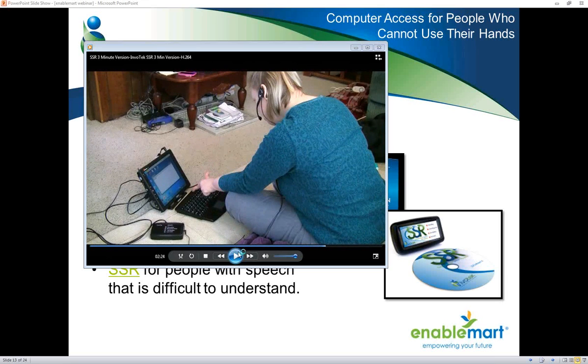So Katie's just said "the milk is," and the rest of the sentence is going to be "by the front door." And if you're watching the screen right here, you can watch SSR fill in the words. Katie types the first letter, then she says it through the microphone, and then it types the whole word.